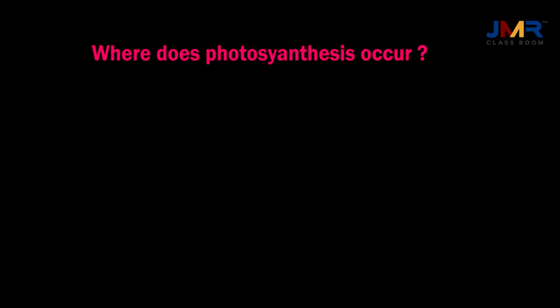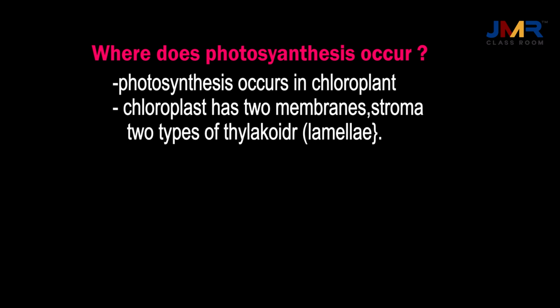Where does photosynthesis occur? Photosynthesis occurs in the chloroplast organelle. Chloroplast is the kitchen of the cell. Chloroplast has two membranes. That's why it is a double membrane bound organelle. Stroma is present and also two types of thylakoids are present in the chloroplast.